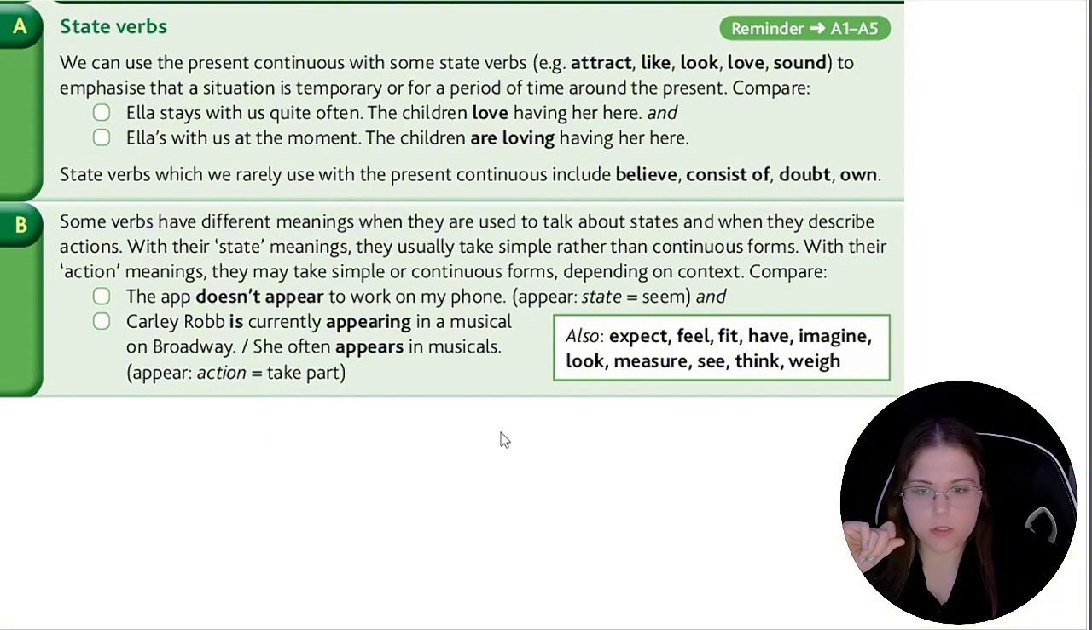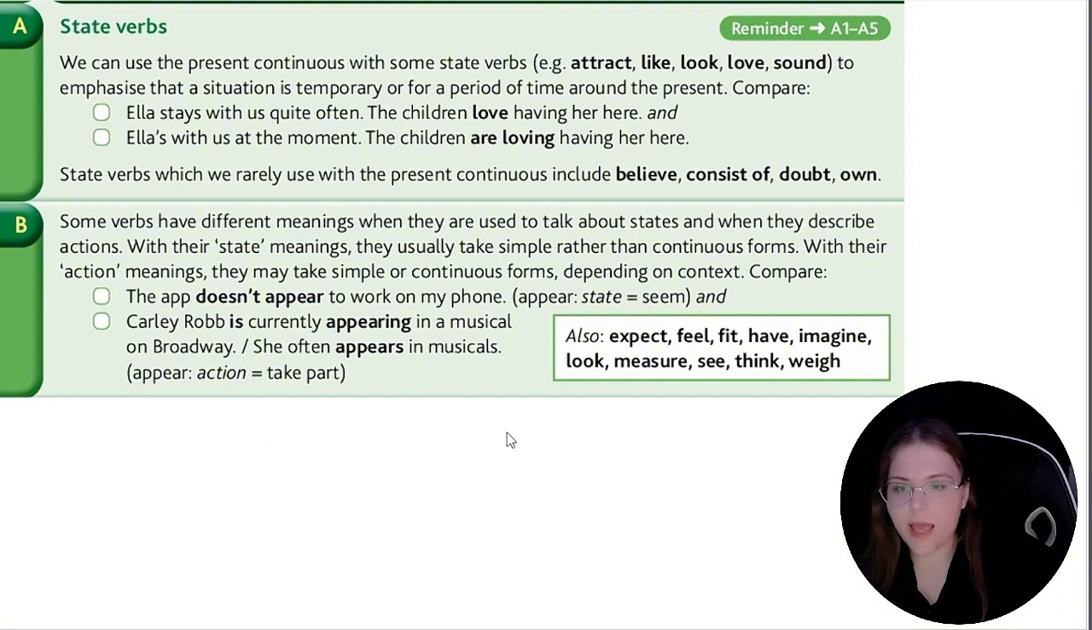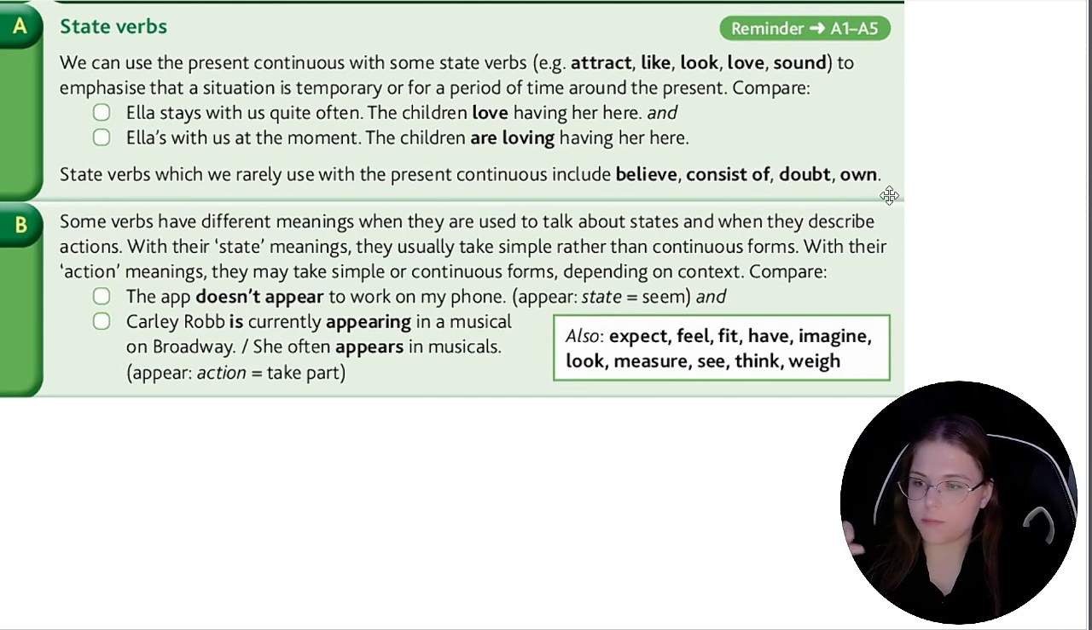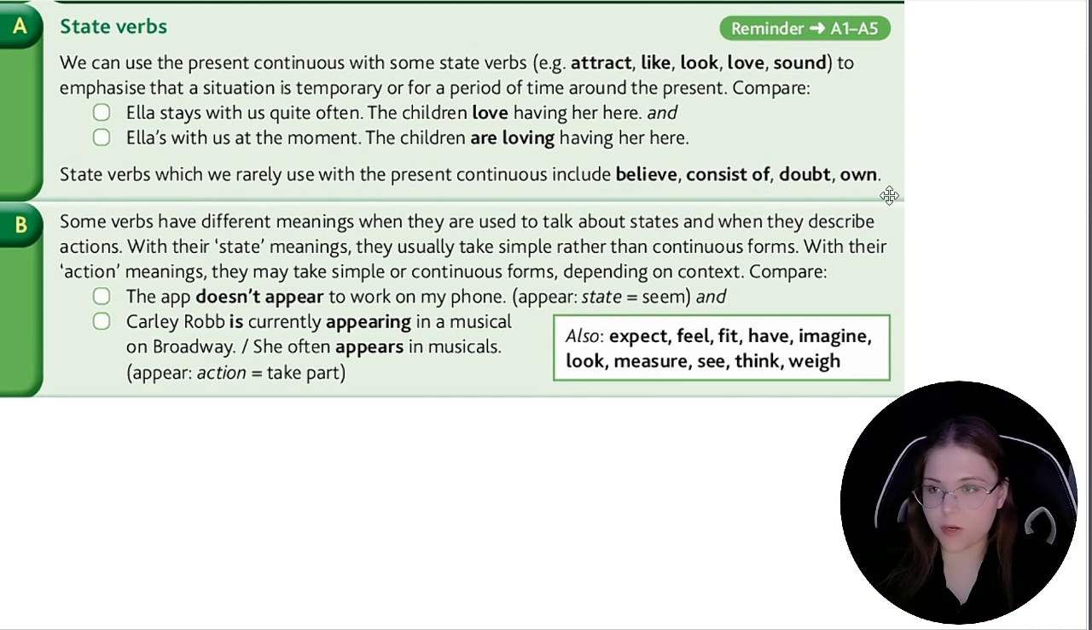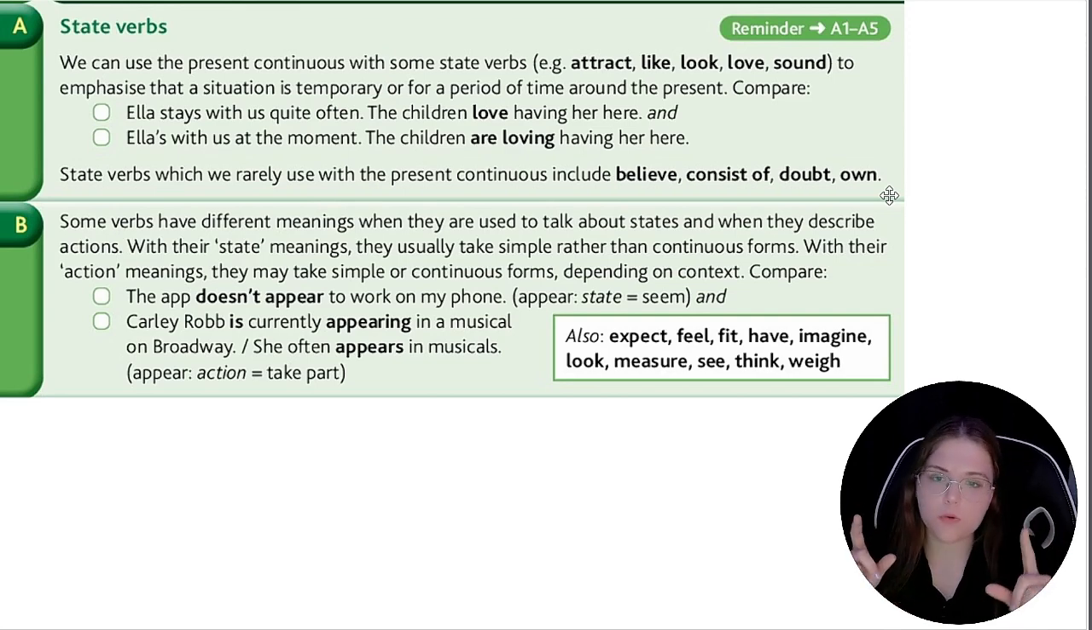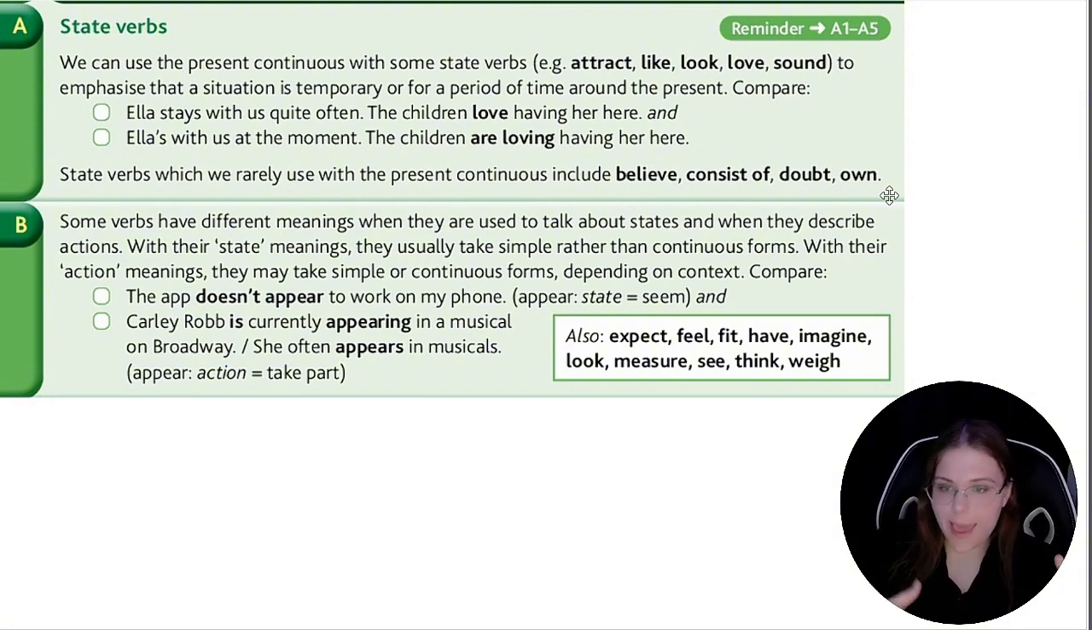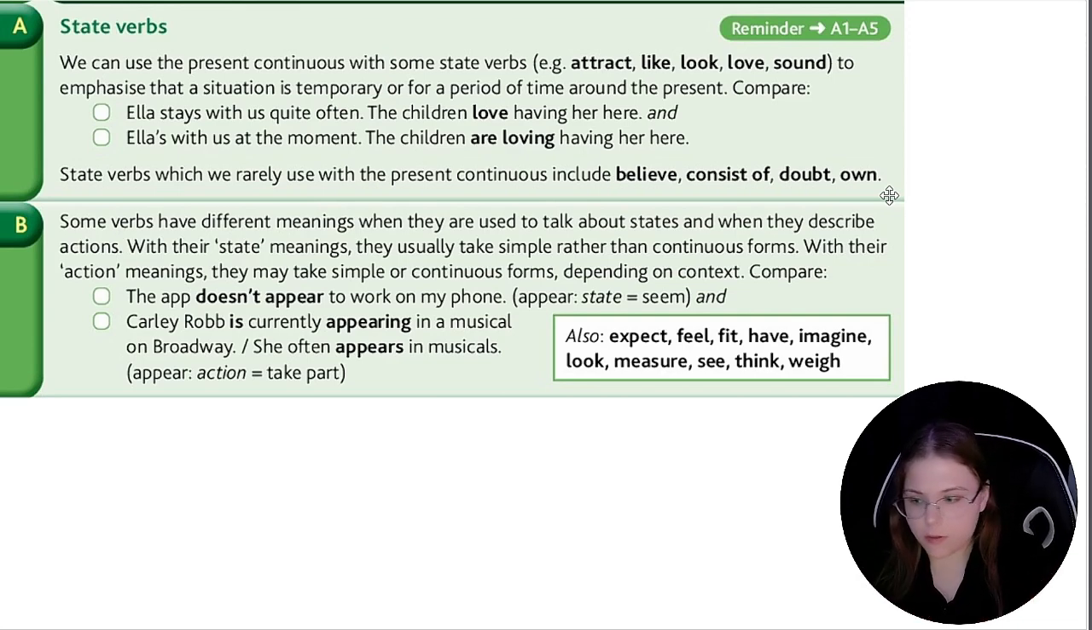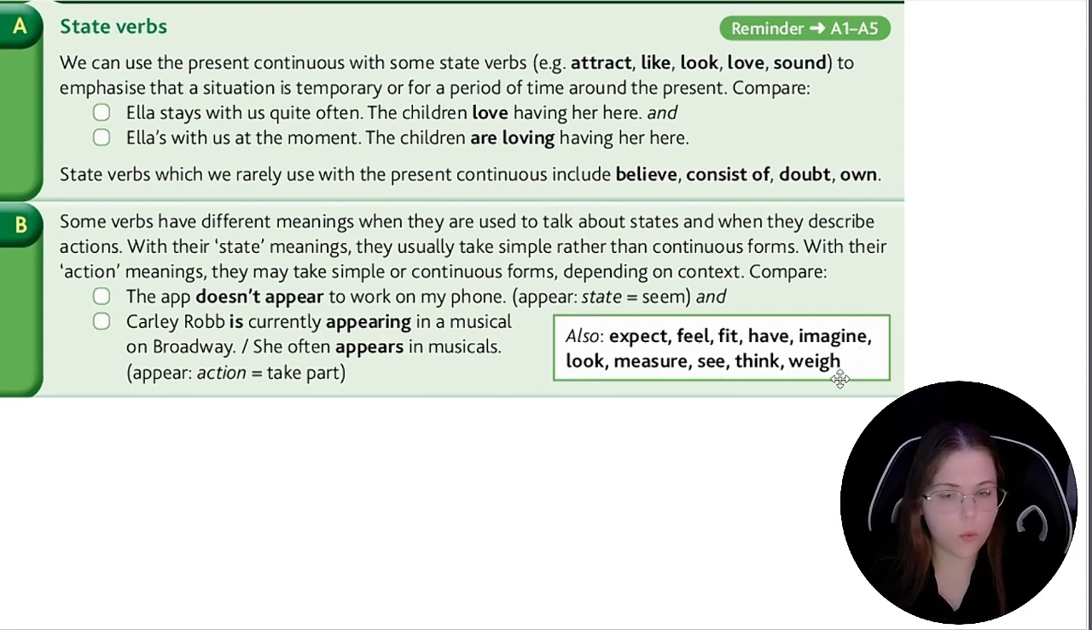Also, if we talk about the verb, for example, have, it is a synonym to own in some way, but I can use it in present continuous when have is part of a word combination. For example, have a shower. I am having a shower. I am having dinner. I am having lunch, and so on. But I have this phone. It just belongs to me. I think it's clear. Also expect, feel, fit, have, imagine, look, measure, see, think, weigh.